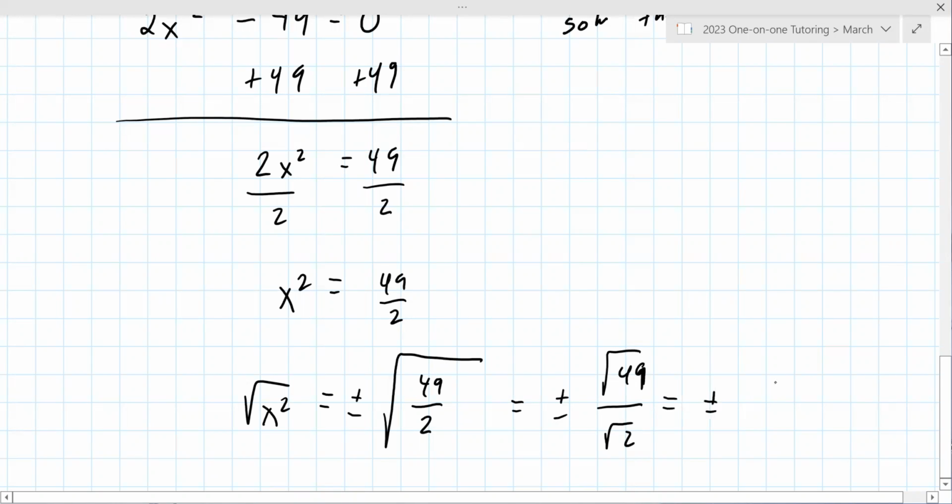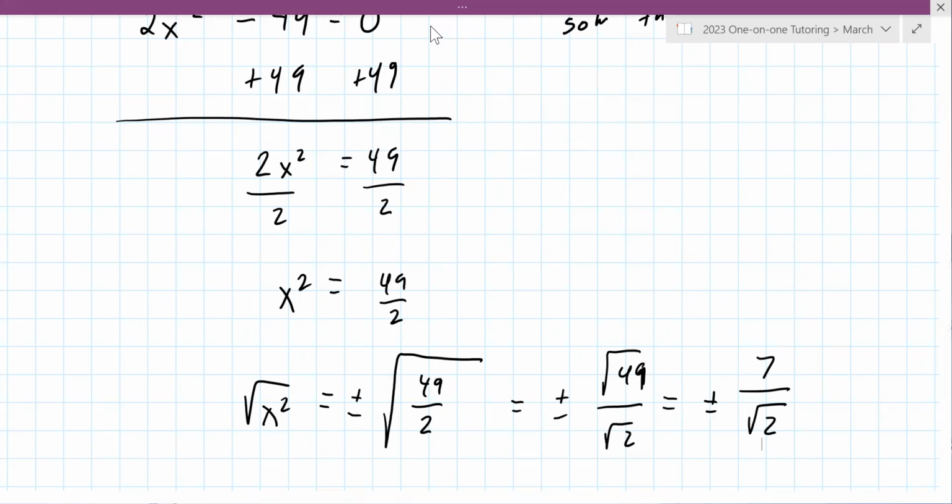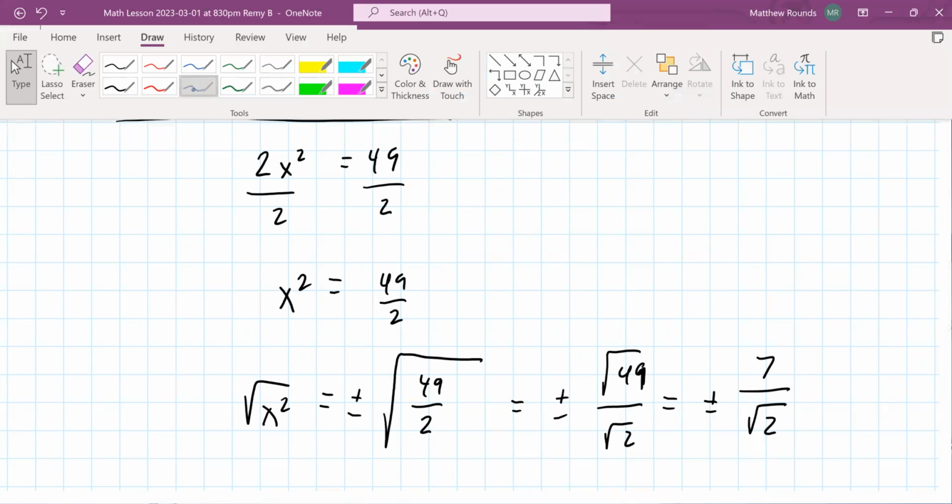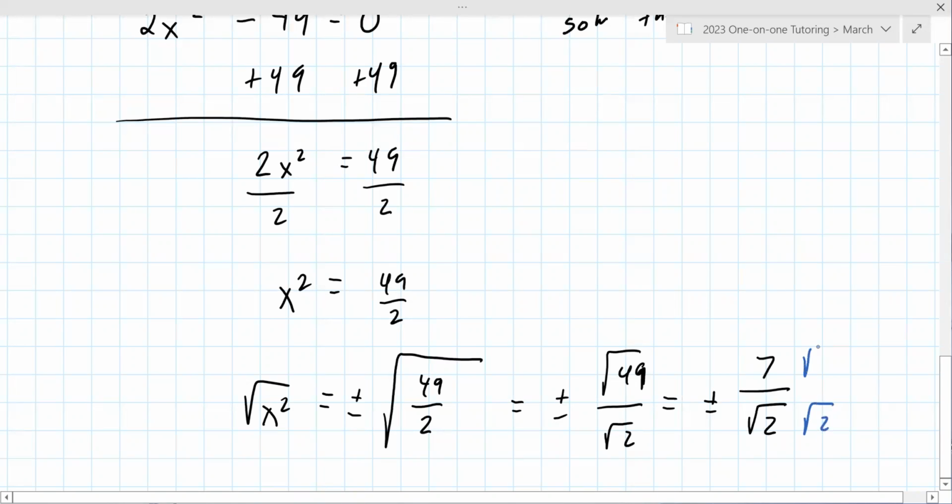So this is plus or minus 7 over the square root of 2. This is where we need to rationalize. And when you rationalize, you just change the denominator. You multiply the top and bottom by the square root of the bottom. We'll do a few examples of this.